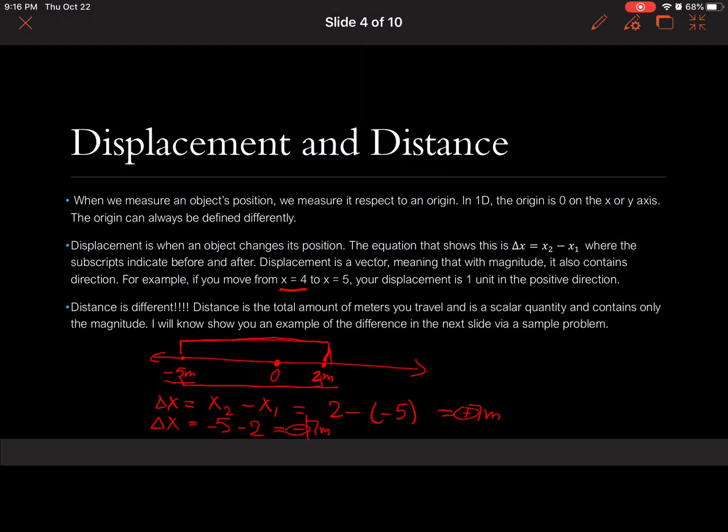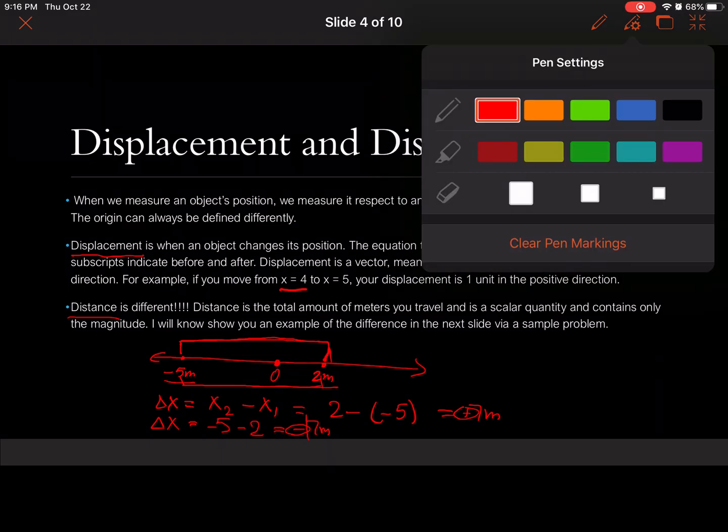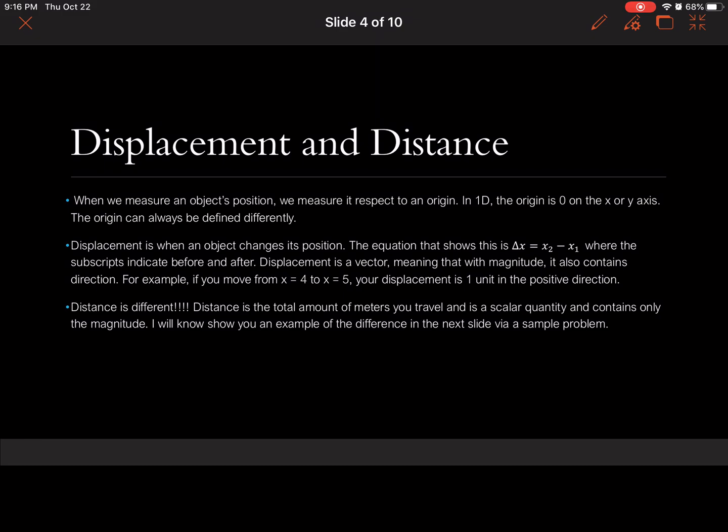So now that we know displacement, change in an object's position, let's talk about distance. And distance is much different than displacement. If you get these two confused, you're going to get in trouble if you're writing a test. So do not confuse them. So let's talk about distance. Let me get rid of that stuff.